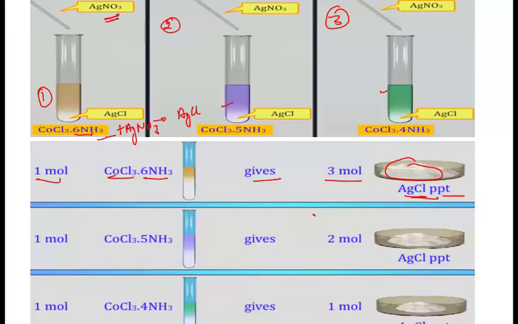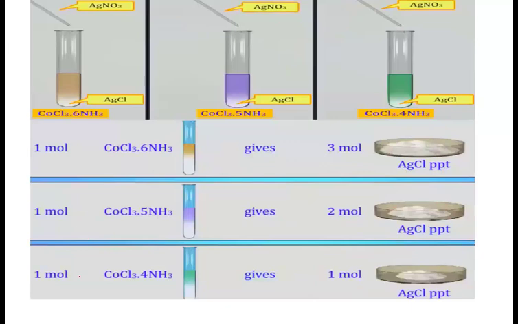Now, on analyzing this second one, CoCl3.5NH3. When this complex was treated again with AgNO3, it resulted in the formation of 2 moles of AgCl. That is, 1 mole of CoCl3.5NH3 gives 2 moles of AgCl. The quantity of precipitates produced was less as compared to the first one.